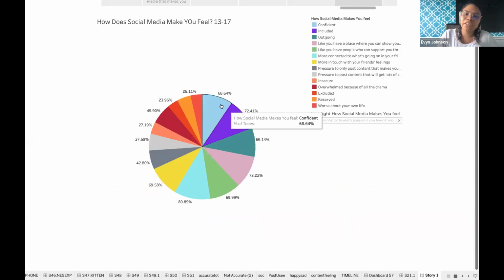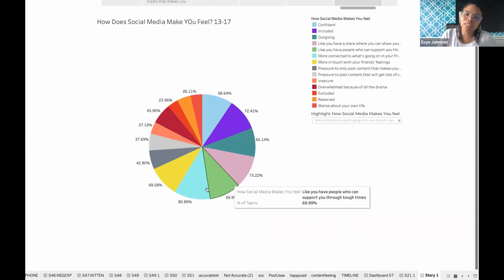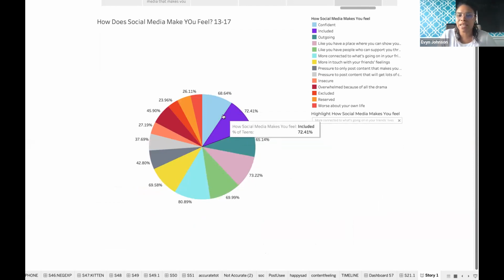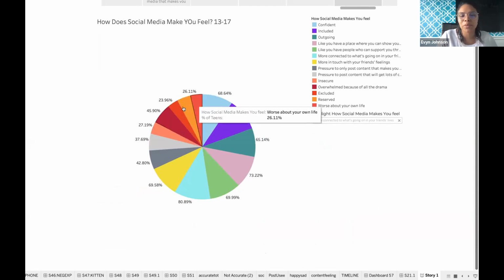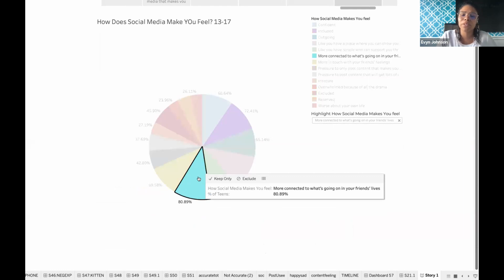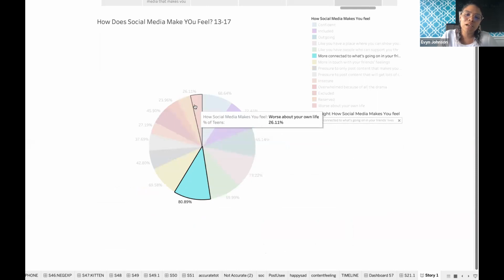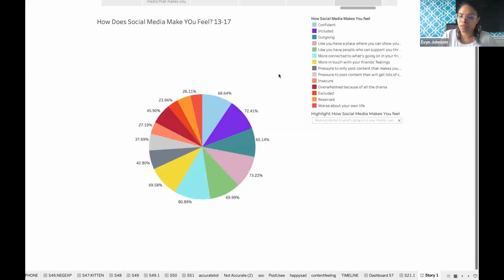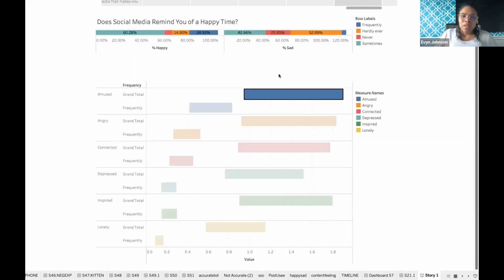If you look at this chart that I created, I color coded it so that all of these fun, bright colors here are things that people experience online that are positive, whereas this red part here is what people experience that's negative. You can see that almost 81% of people say they feel more connected with what's going on in their friends' lives with social media. And only 26% of people say they feel worse about their own lives. And you can see that there's a higher percent of people that say they feel amused online versus the people that say they feel angry when they're online.